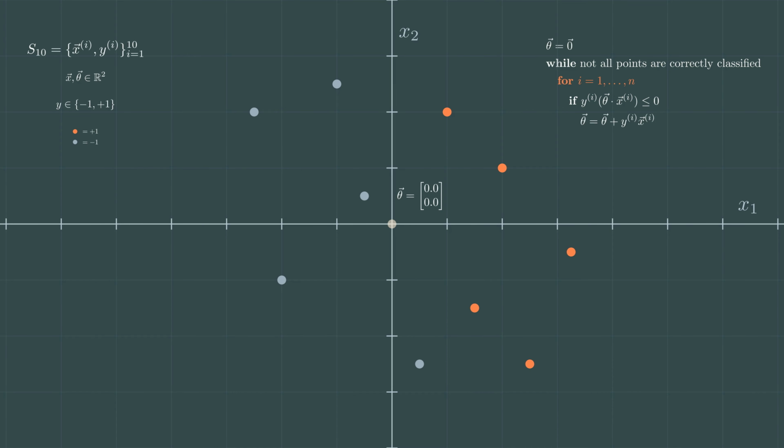We then iterate through all n points within our dataset, starting at i equals 1, and we check whether or not this point is correctly classified by our current theta. We already discussed that it won't be, and here we can see that it's in fact not. So we move into the next line of code. We update theta.